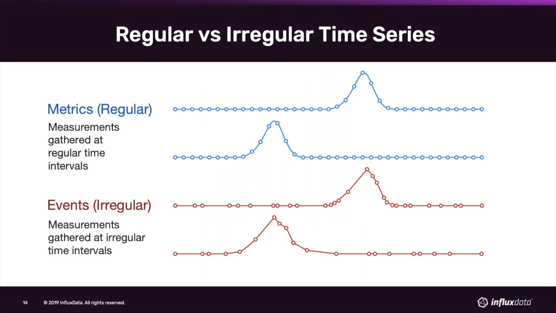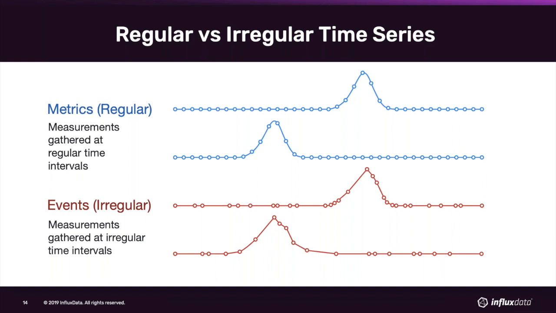So time series data comes in 2 different types of measurements. We have metrics, which are regular time series data points, and then we have events, which are those irregular time series points. Regular metrics are things that are gathered at specific time intervals. So if we're looking at the temperature every 30 seconds, or at how stocks change over the course of a minute, that's regular time series data, or metrics.